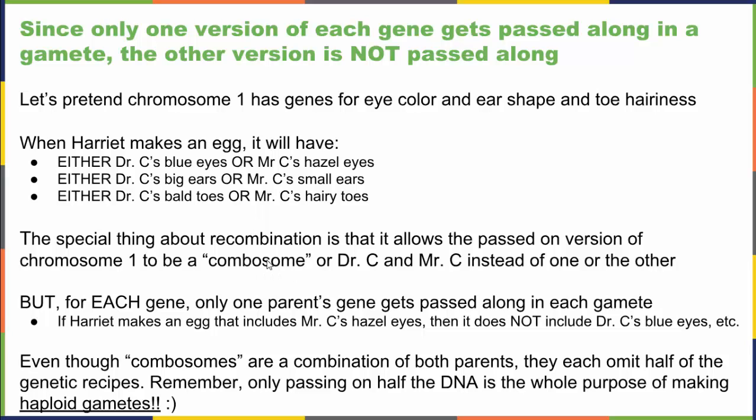Making these combosomes just means that for each recipe, it's sort of this one or this one, this one or this one. And it doesn't matter if you get the eye color from the mother, you could still get the hairy toes from the father, depending on how recombination allows it to occur. Okay. I'm not going to read all the text on here, but because this is a video, if the way I'm explaining it isn't helpful, you could pause and reread all the text on your own at your own pace.